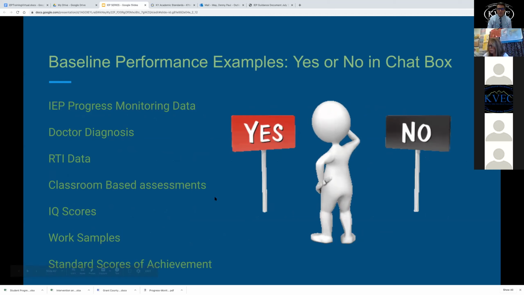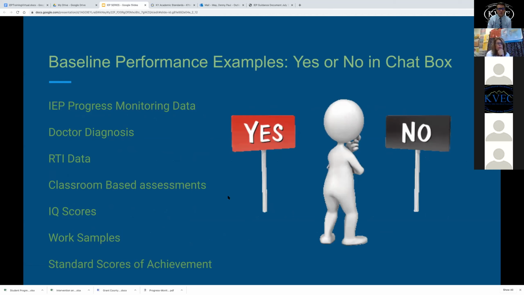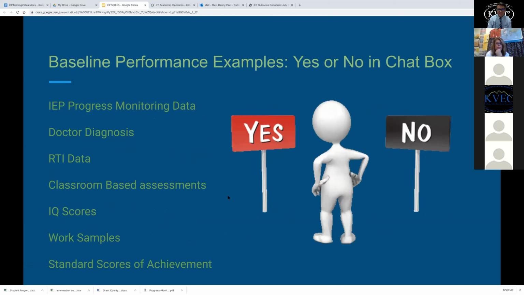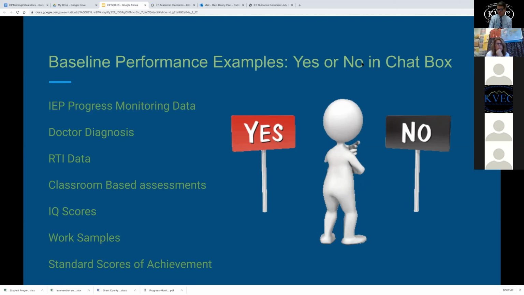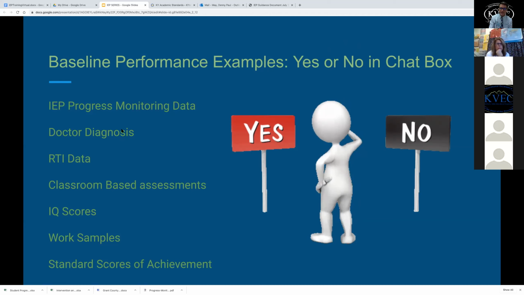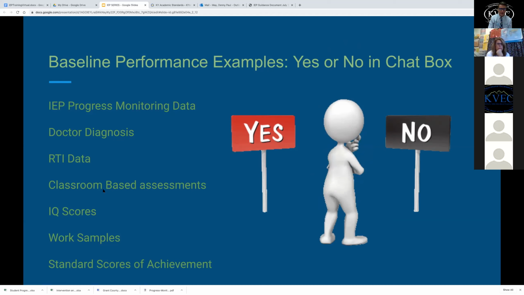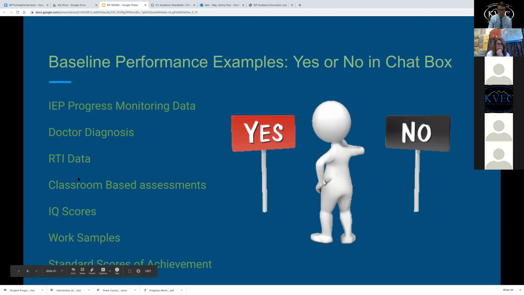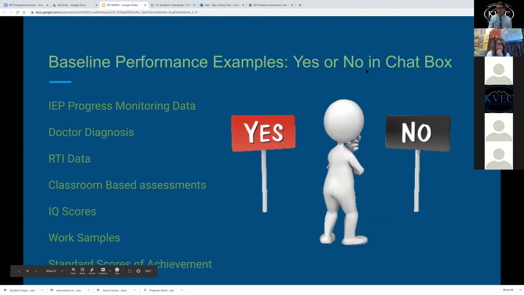So baseline performance examples, and here's what I want us to do. I want you to take a second. I want you to go to the private chat. I want you to send me the answers in private chat, okay? The question is: is IEP progress monitoring data an example of baseline performance data? Yes or no in the chat. Is a doctor's diagnosis an example of baseline performance data? Is RTI data baseline performance data? Right on down the list. Is this one, classroom-based assessments, IQ scores, work samples, standard scores of achievement? Yes or no in the chat box.